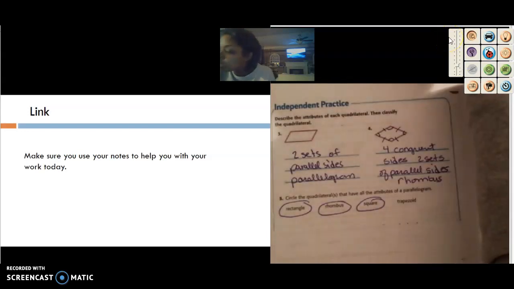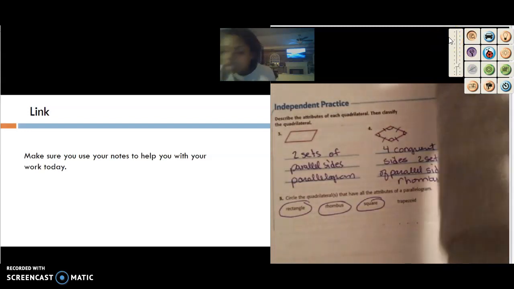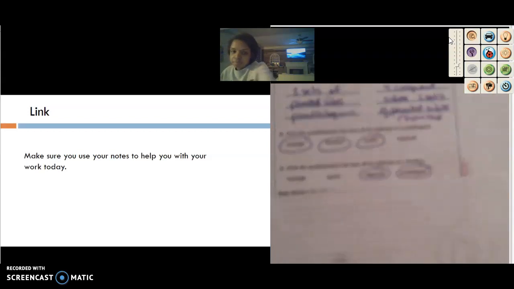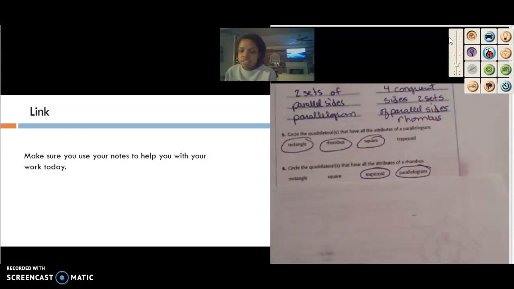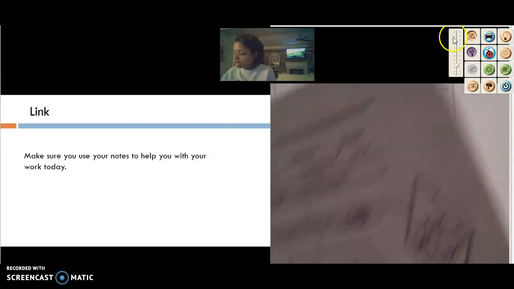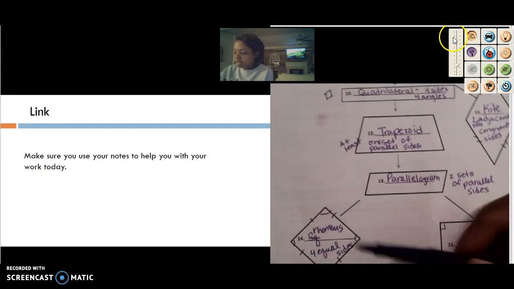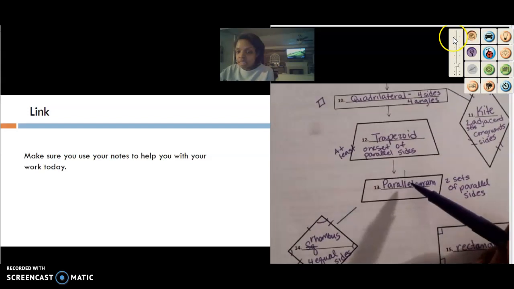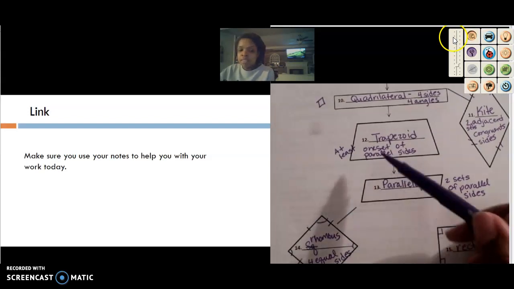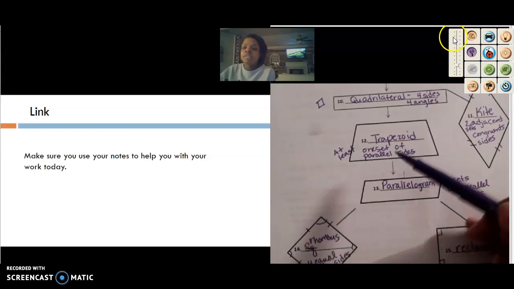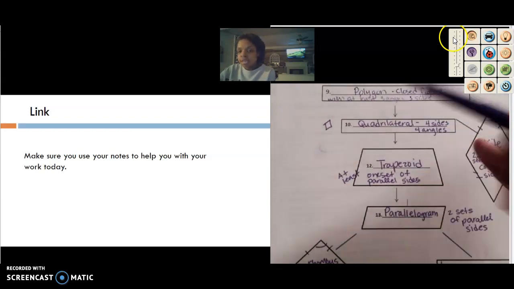All right, so let's look. Let me focus this in a little bit more. Let's look at number 6. Number 6 says circle the quadrilaterals that have all the attributes of a rhombus. So again, I'm going to go to my hierarchy. Remember, going up always, but not necessarily going down. So a rhombus is a parallelogram. A rhombus also classifies as a trapezoid because it has at least 1 set of parallel sides. It is a quadrilateral, and it is a polygon.